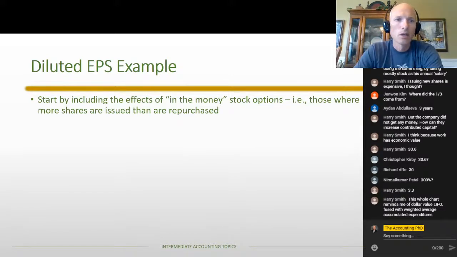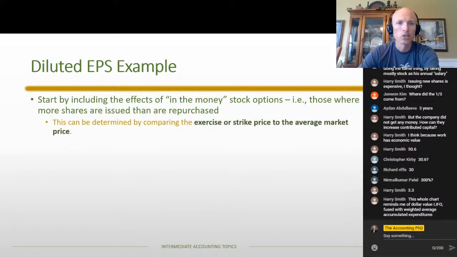The first thing that you do is you look to say, okay, do I have any stock options that are in the money? If there are in-the-money stock options, essentially that's going to be a situation where through this transaction there would be more shares issued than would be repurchased. This can be determined by comparing the exercise or strike price to the average market price. If the exercise or strike price is less than the average market price, it's in the money. If it is more than the average market price, then that option is out of the money. You ignore out-of-the-money stock options. So we only include in-the-money stock options.